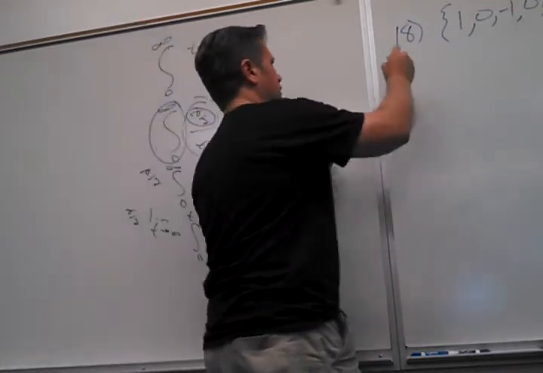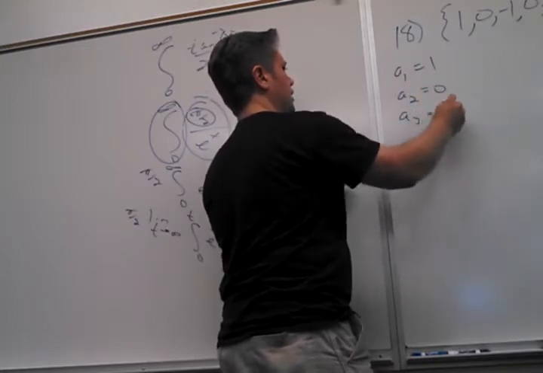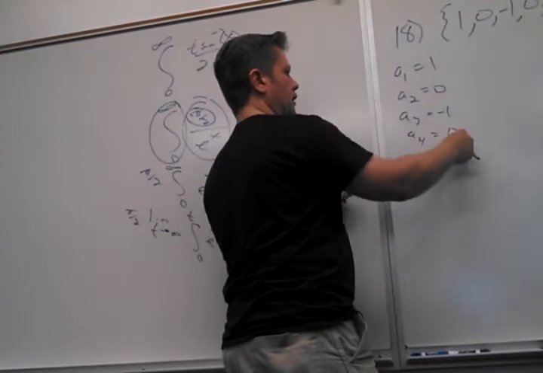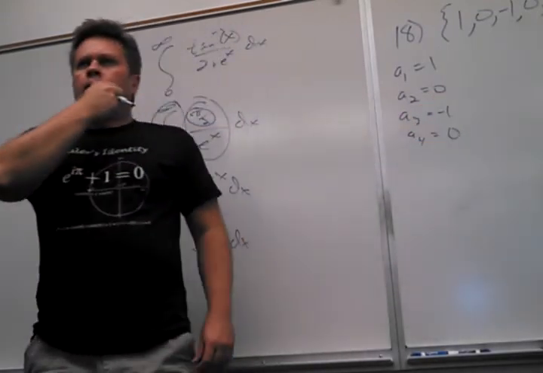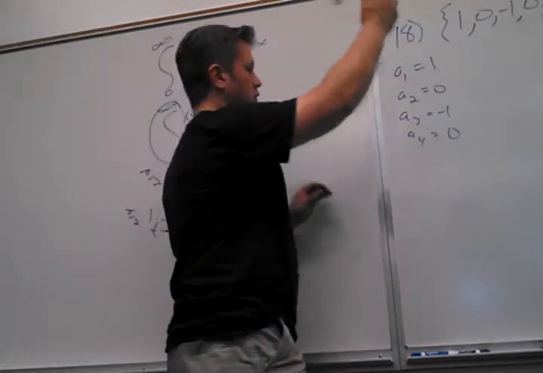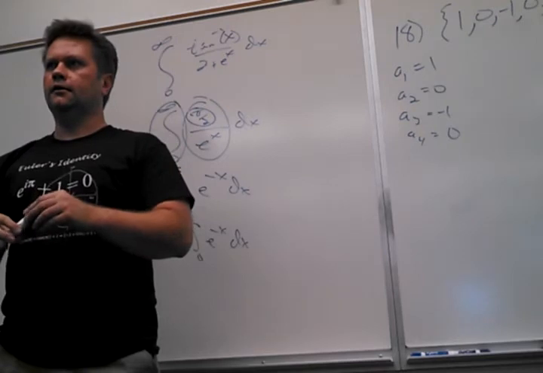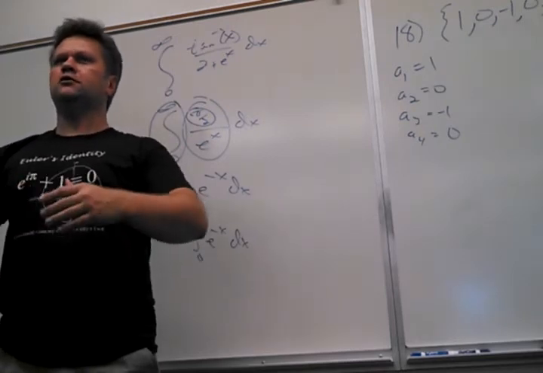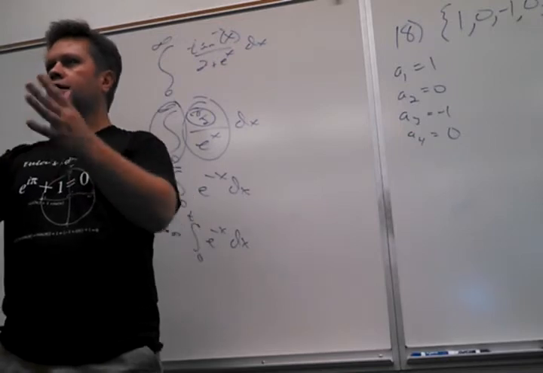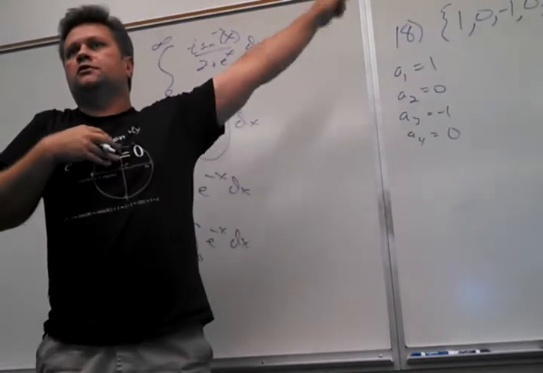So A1, for example, is 1, A2 is 0, A3 is -1. So it looks like it's going down by 1, and then it turns. Then it goes up again, up to 1, and then it turns again. What function do we know acts like that? Yeah, cosine or sine, right? Cosine's a good option for this because this one starts at 1.